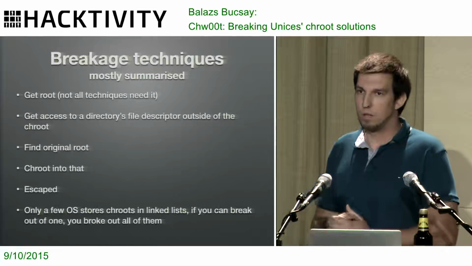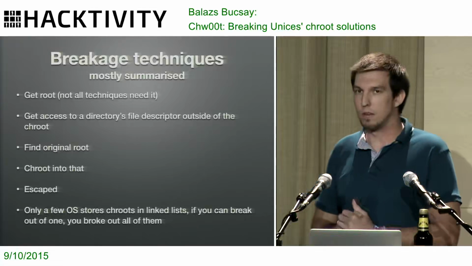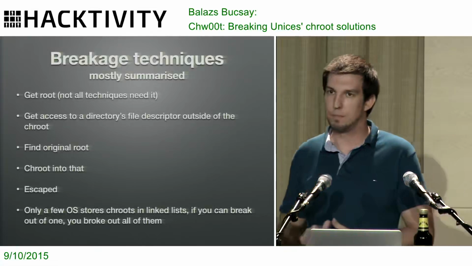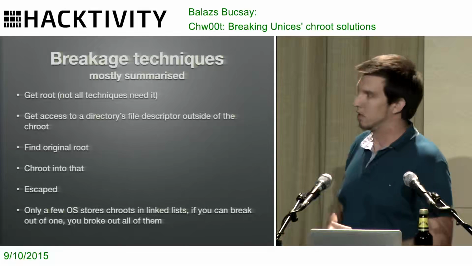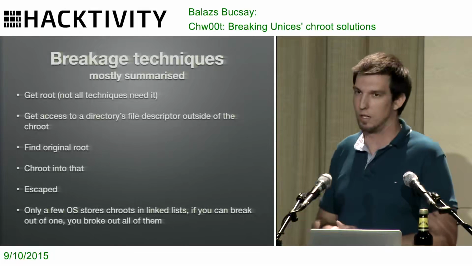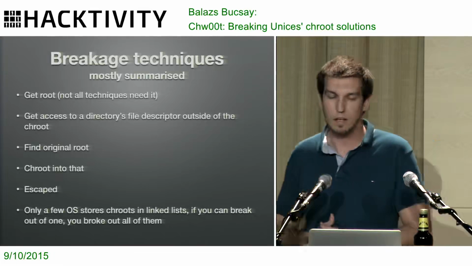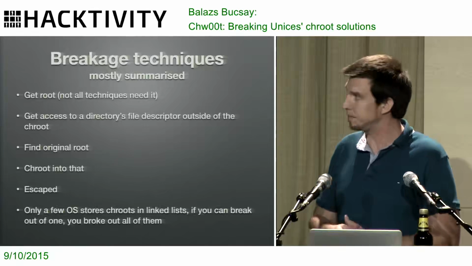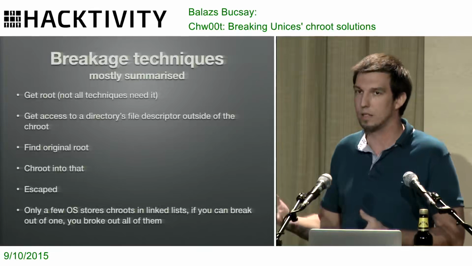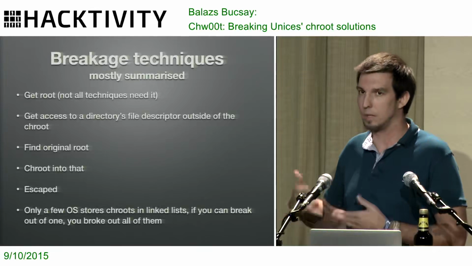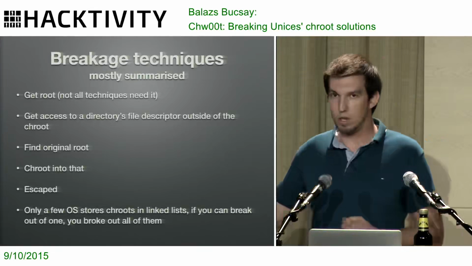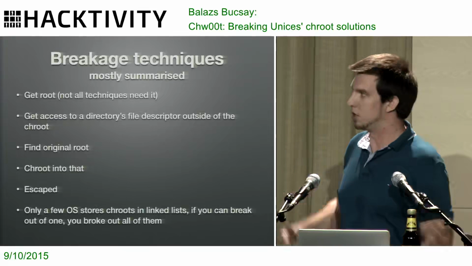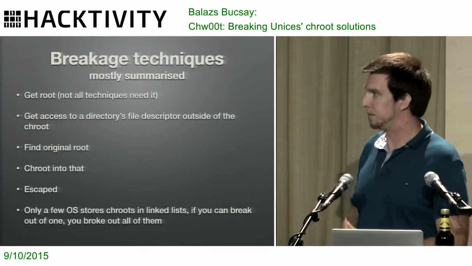I'm going to present you 8 or 7 techniques for how to break out of the chroot. Most of the techniques, not all of them, are based on the same scenario: that somehow you have root access to the environment, then somehow you have to get a file descriptor outside of the directory. And when you have that, you can just leave the chroot environment. I'm going to show you how. And find the original root, call the chroot system call again. That way you will be in the original root again, and that way you have escaped.